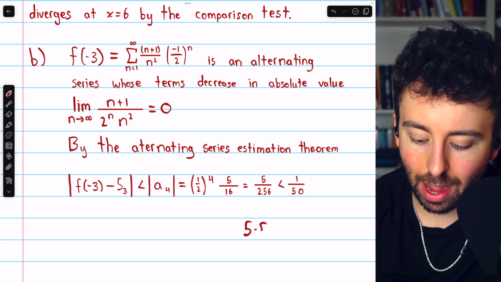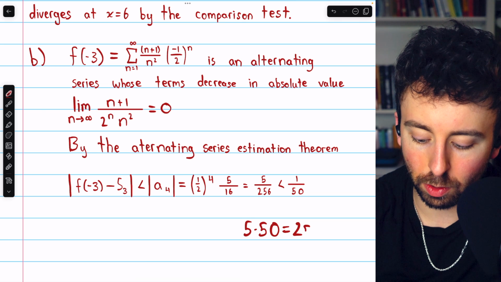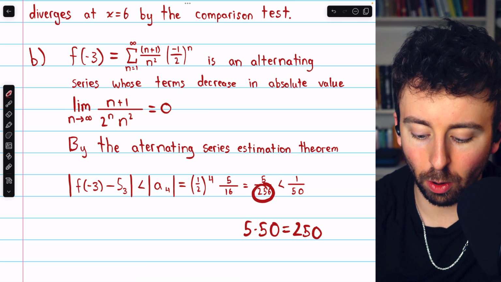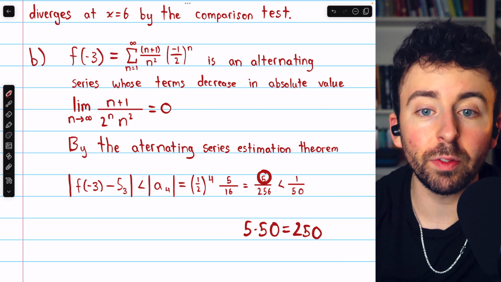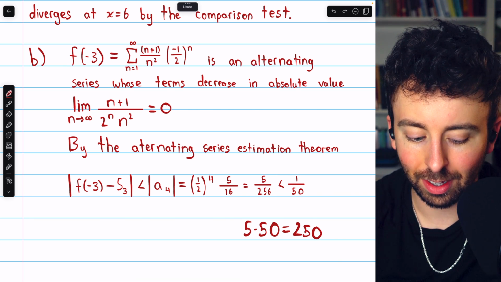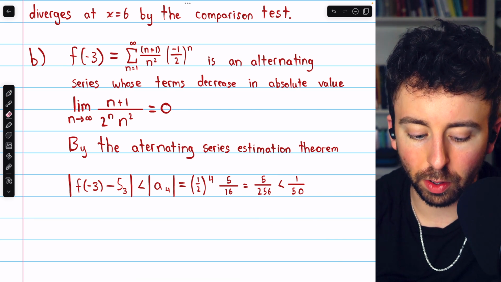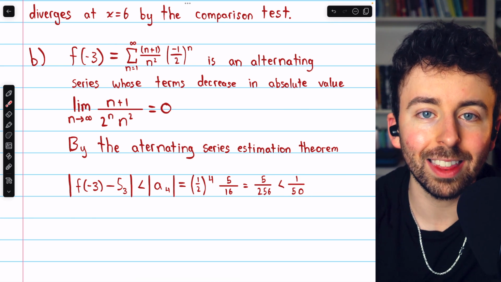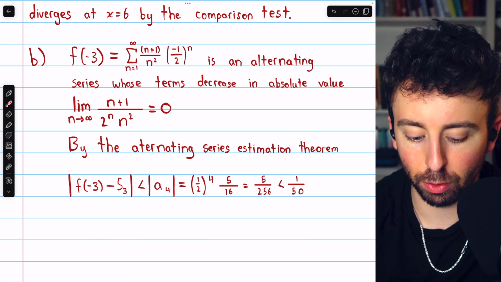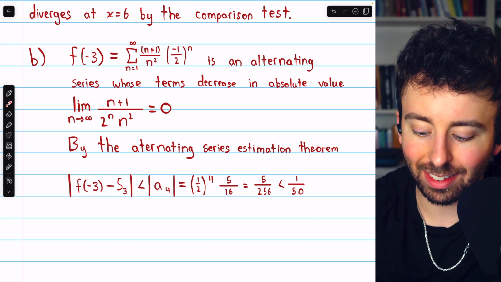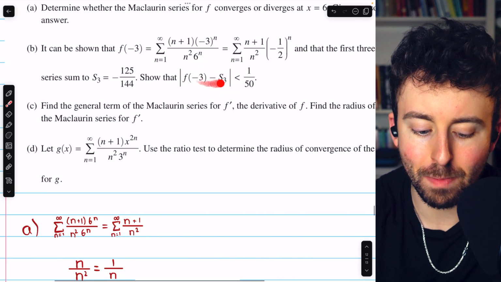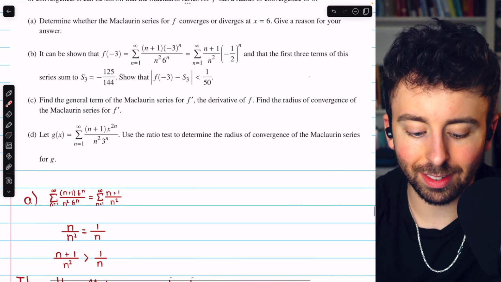And 5 times 50 is 250, which is less than 256. So 5 is not even a 50th of 256. So this fraction, 5 over 256, is indeed less than 1/50th, which is exactly what we set out to prove, that this error is less than 1 over 50. And so that completes part B. Moving on then to part C.